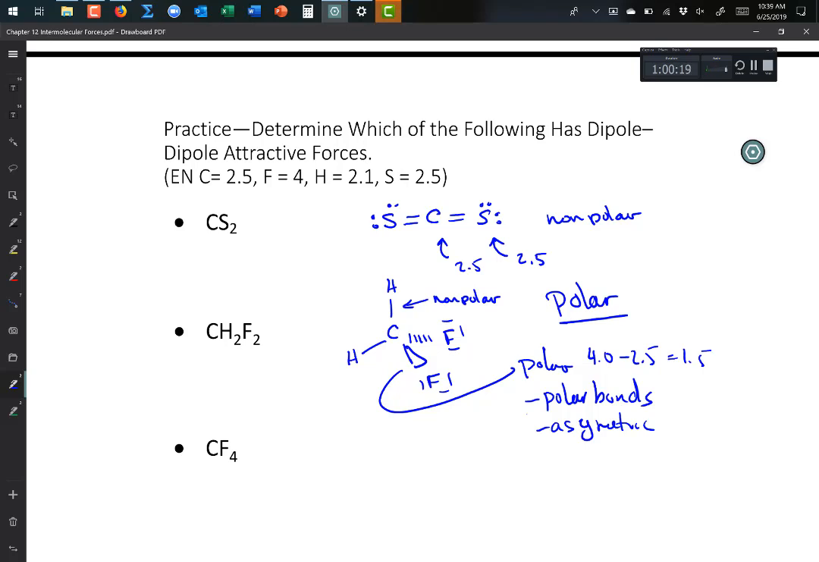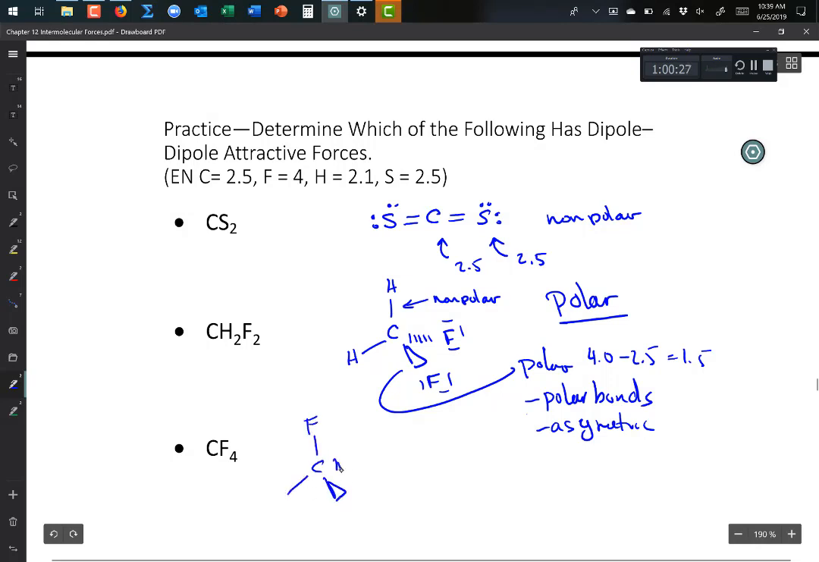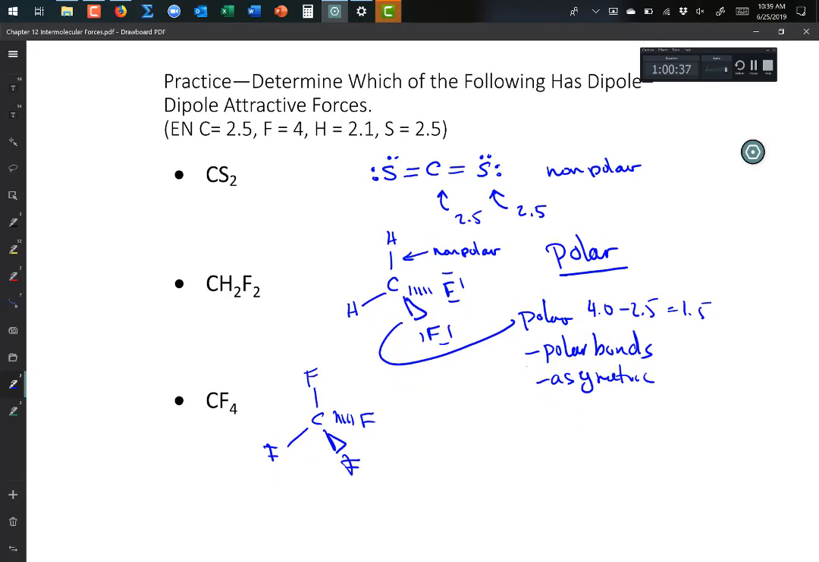Now, CF4, you can already guess what that one is, maybe. It looks like this. I'm not going to draw the lone pairs for the sake of time, and in organic chemistry we usually don't draw the lone pairs. The bonds are polar, but you notice there's a fluorine at every point? So that molecule is symmetric. So this is nonpolar. The only one of these three that has dipole-dipole interactions is CH2F2.